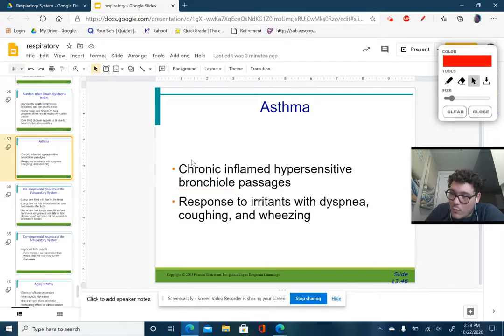Some people will have asthma when they're really young, and then when they reach their 30s or 40s, just like that, they don't have asthma anymore. Some people will never have asthma and then later in life develop asthma. So it's strange how that works out.